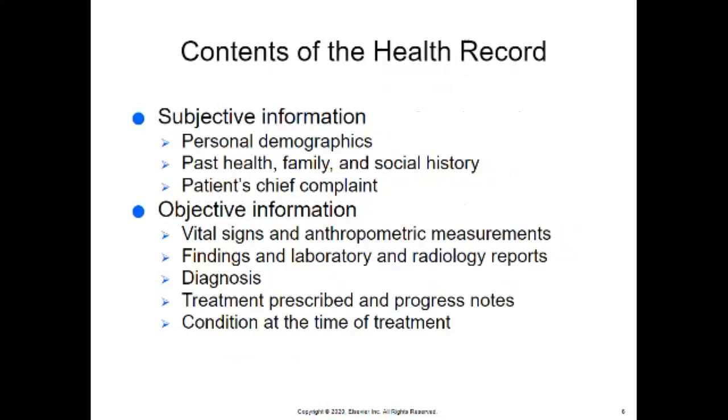So let's talk about some contents of the health record. There's subjective information, and these things can be personal demographics, past health, family, and social history, and the patient's chief complaint. Objective information: vital signs, and anthropometric measurements, findings in laboratory and radiology reports, diagnoses, treatment and prescribed and progress notes, condition at the time of treatment.